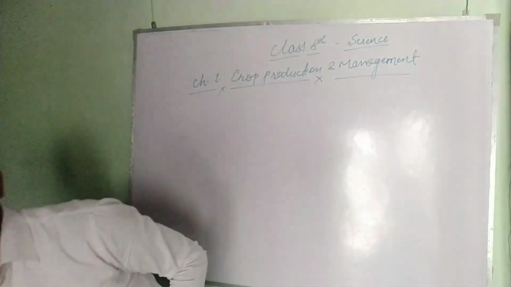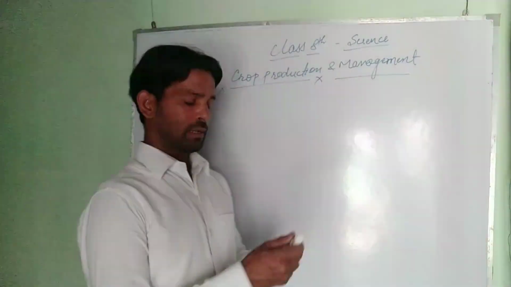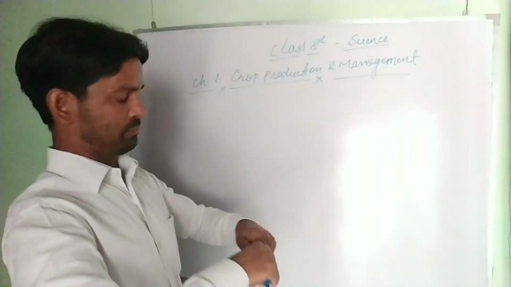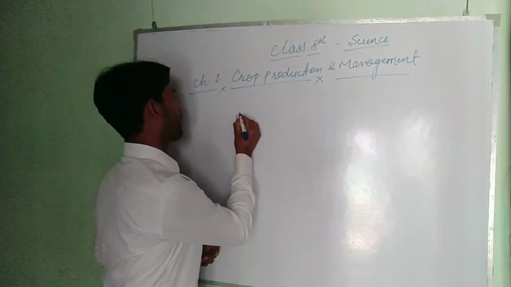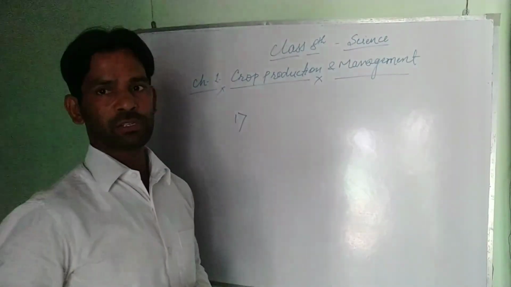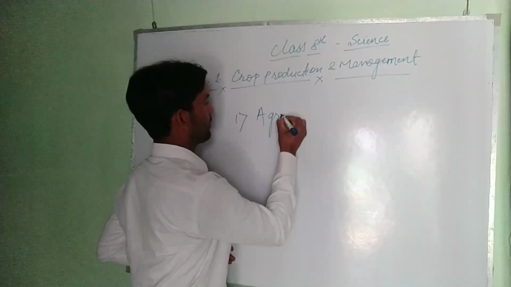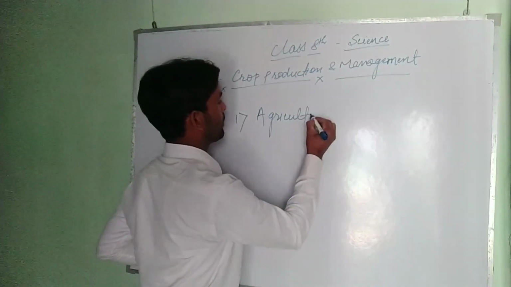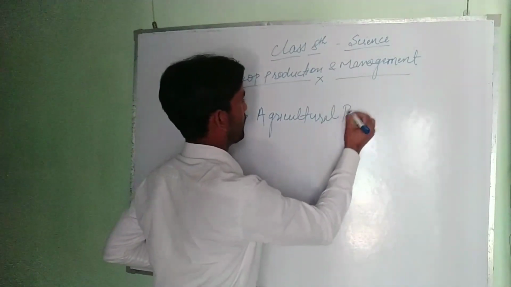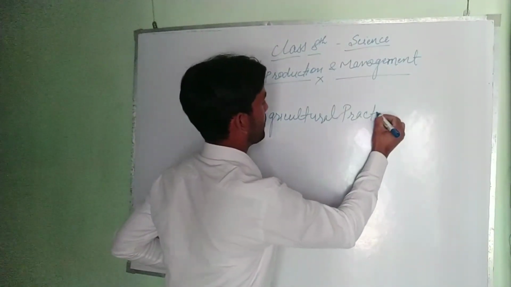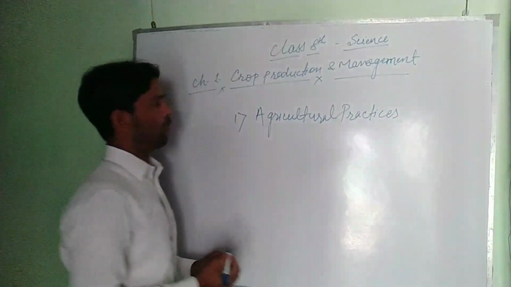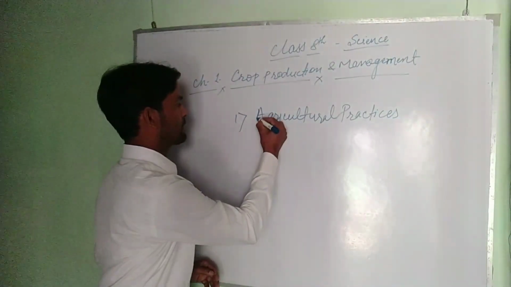So in that case, crop production takes place by agricultural practices. What are these agricultural practices?